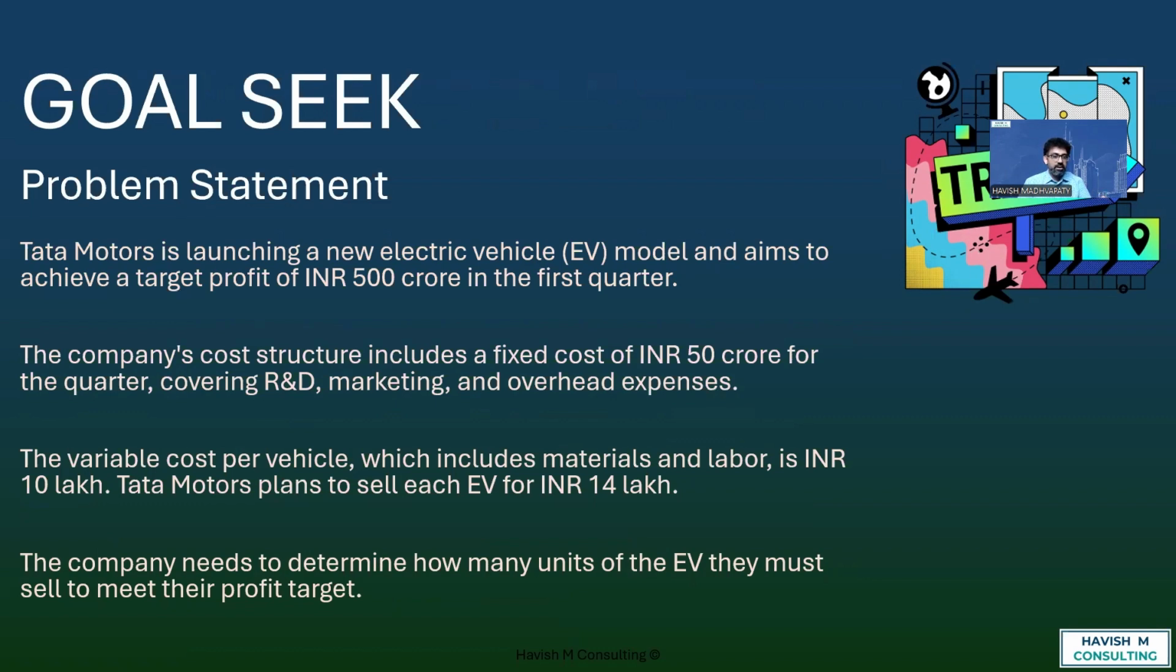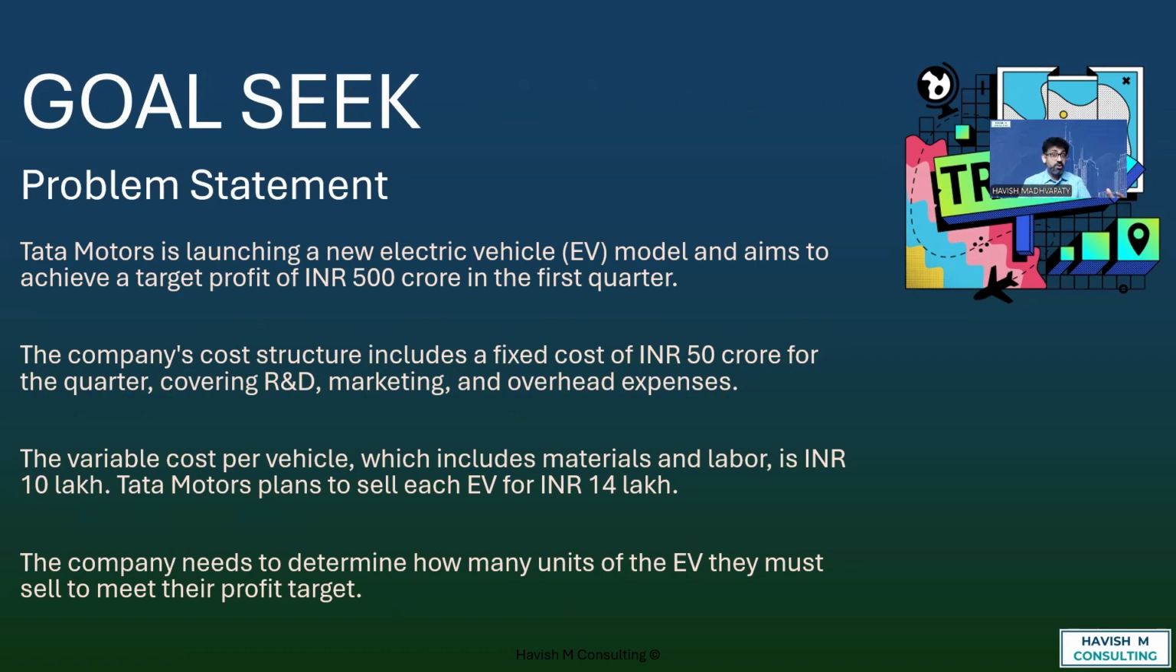Now, the company's cost structure is a fixed cost of 50 CR that they've already spent, or they are spending each quarter on R&D, marketing, and overhead expenses. That means irrespective of the number of vehicles that they are selling, they are spending a fixed cost, an FC, of 50 CR. The variable cost depends on the number of vehicles they're producing. Material, labor, typically, that would be 10 lakh per vehicle manufactured. And obviously, they are planning to sell it at 14. So there's a margin that they have.